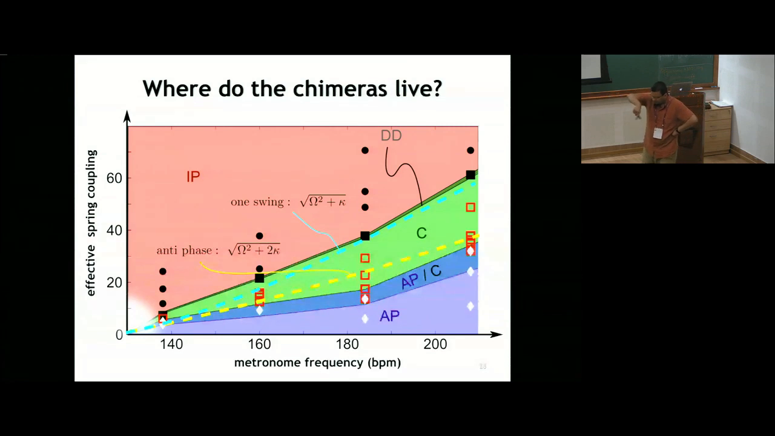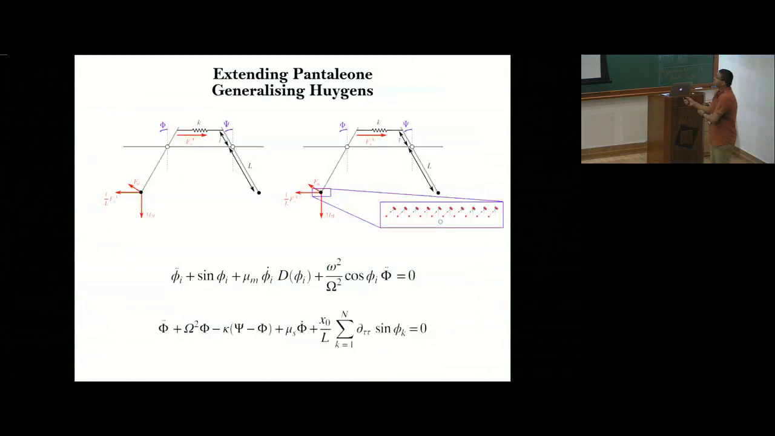The frequency of the oscillators corresponds to the antiphase frequency of the swings plus the springs. Okay? And it's also bounded by the eigenfrequency where one swing doesn't move at all, but you have one swing plus the spring. So really this region over here is chimeras plus a whole zoo of other states.